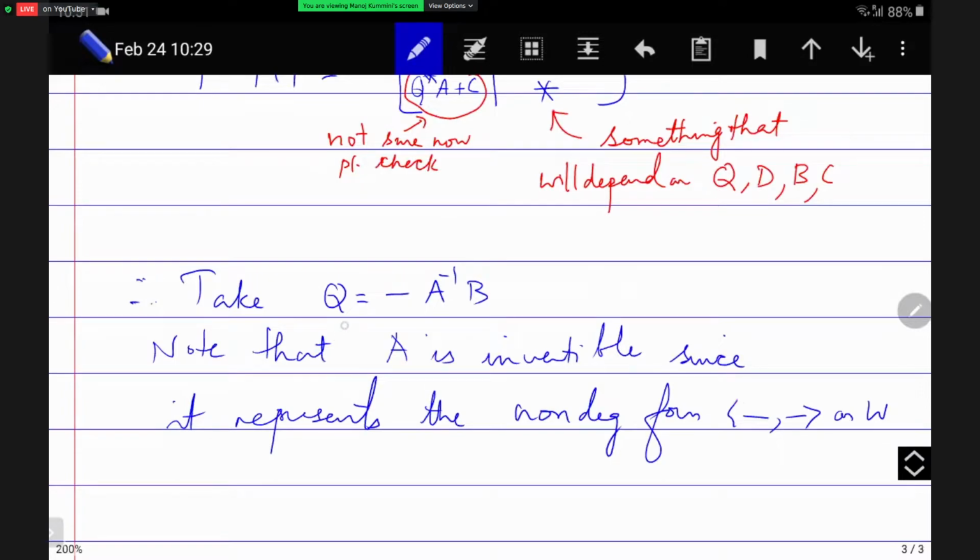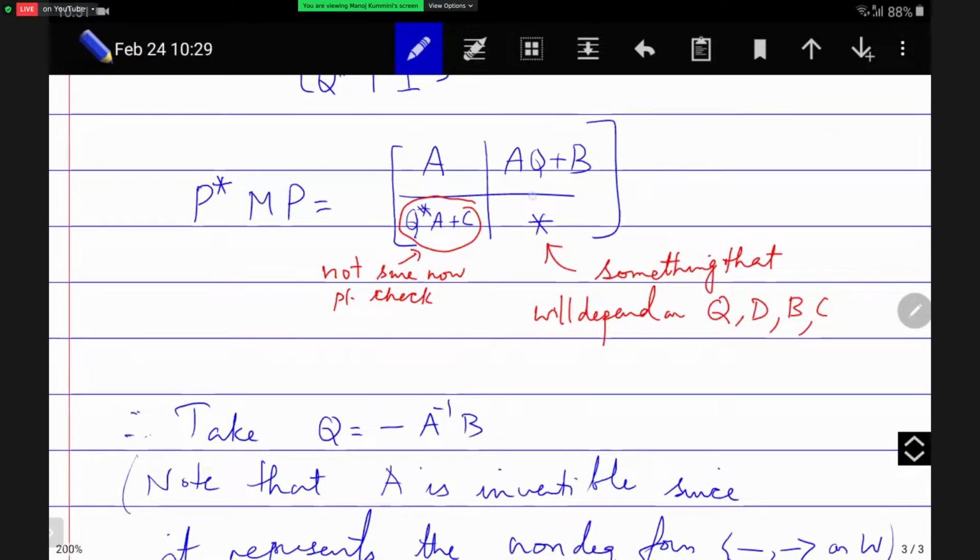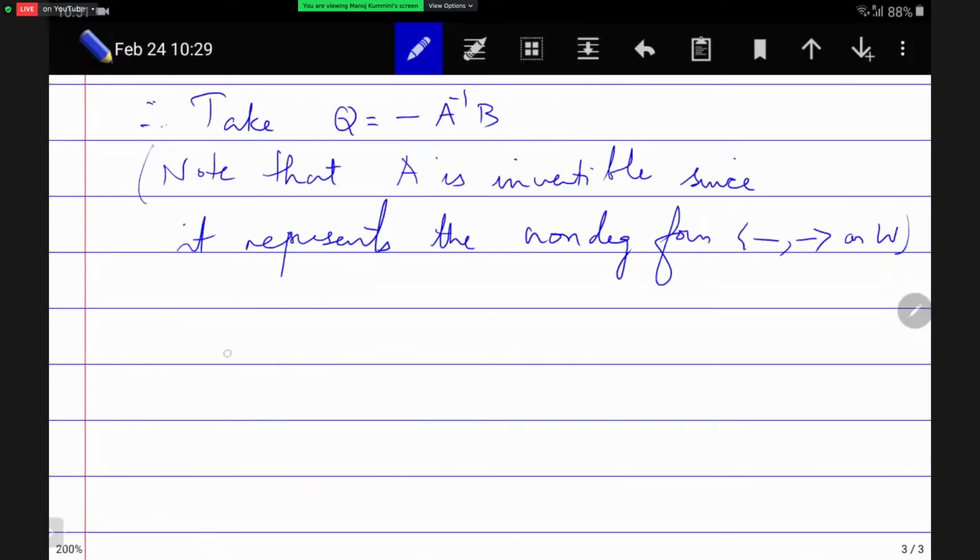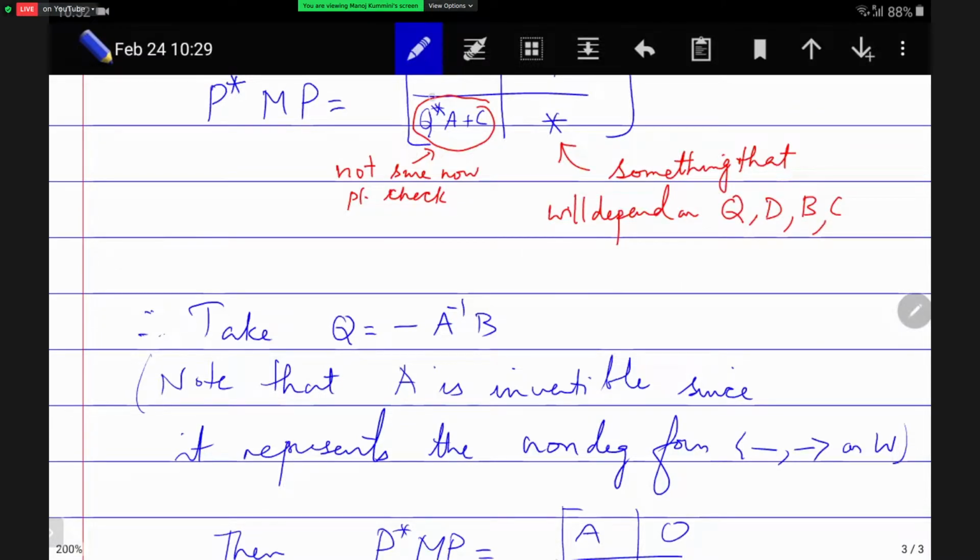So then AQ to be this one. A is invertible since it represents the non-degenerate form on W. So therefore we can write, if you take that way, then P star MP is A, 0, and since M is Hermitian symmetric, this will also be automatically 0. That's why one needs to just check that this is the correct expression.